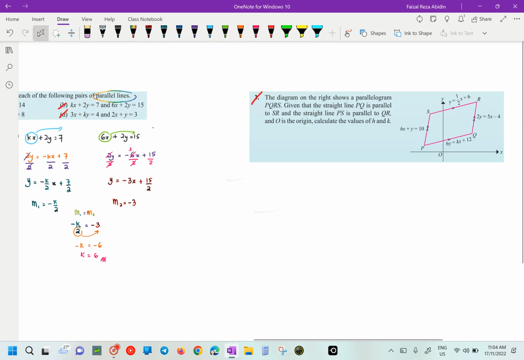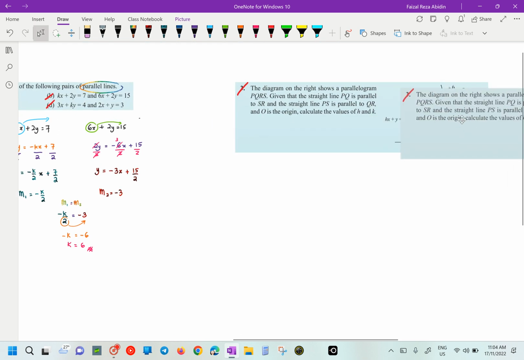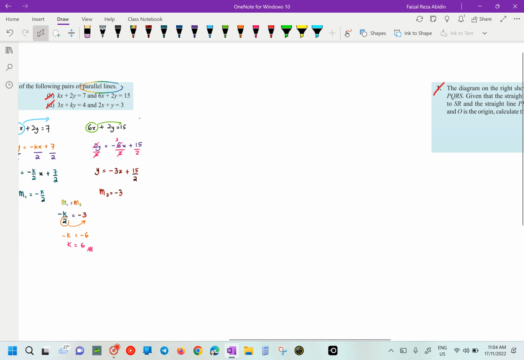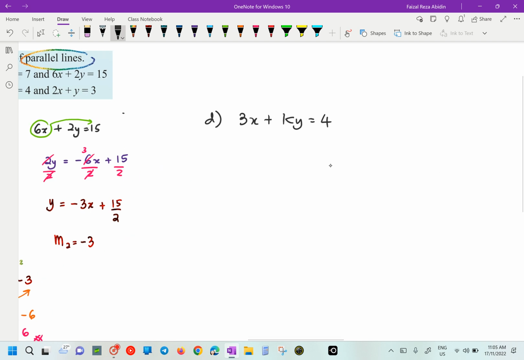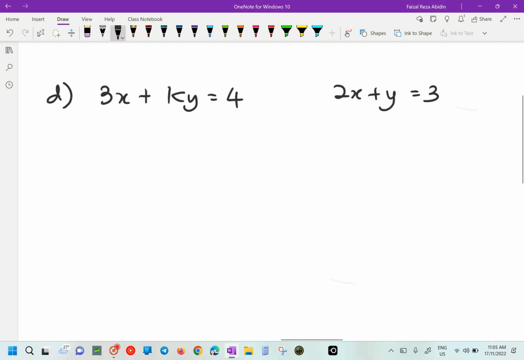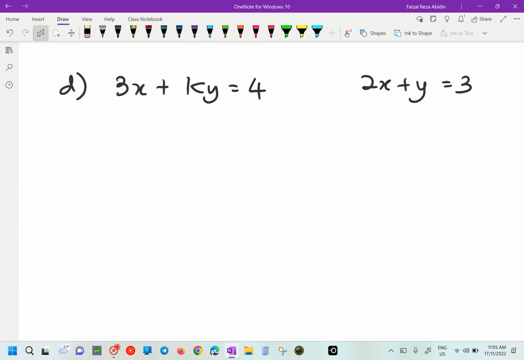Okay, let me have it here. What we have over here for our D equations: 3x plus ky equals 4, and we have 2x plus y equals 3. Okay, what should we do first?